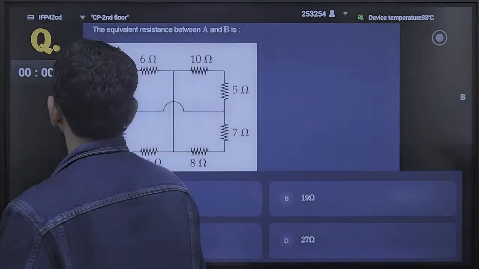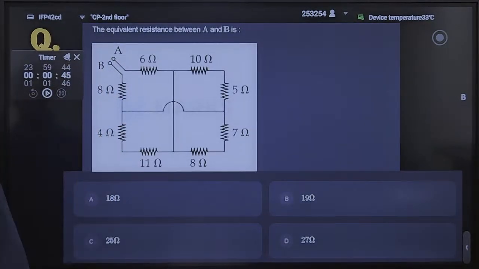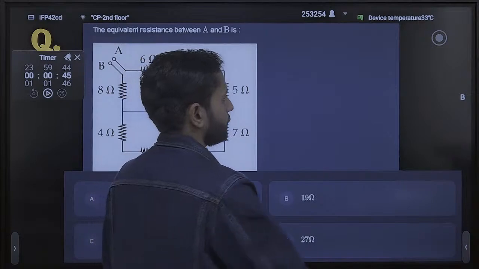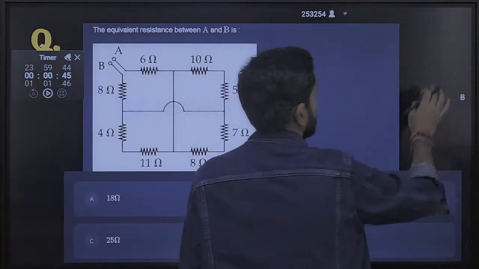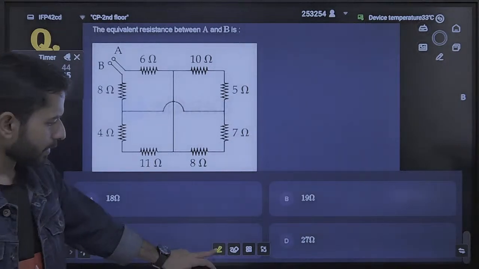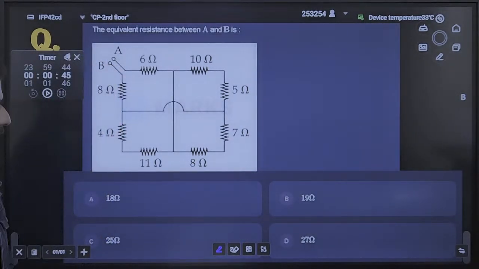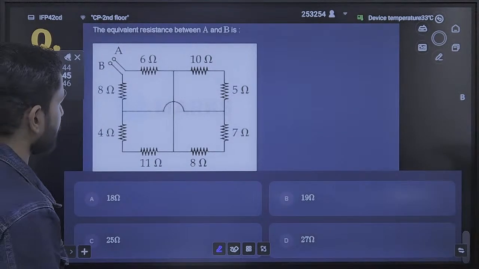Seconds. 3, 2, 1. Let's see how to solve this question. Learn how to solve this kind of questions. Always whenever you are looking at this kind of questions, try to mention the potentials at each point. Whatever you know you can do.